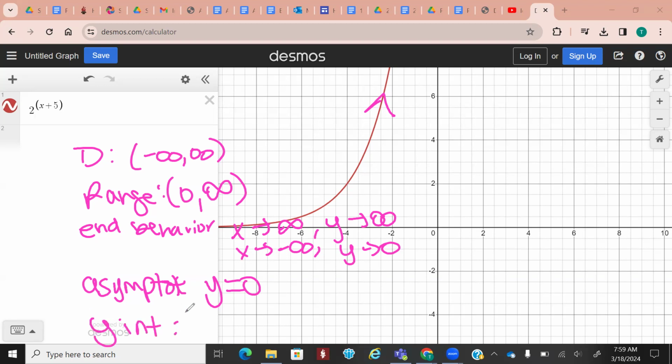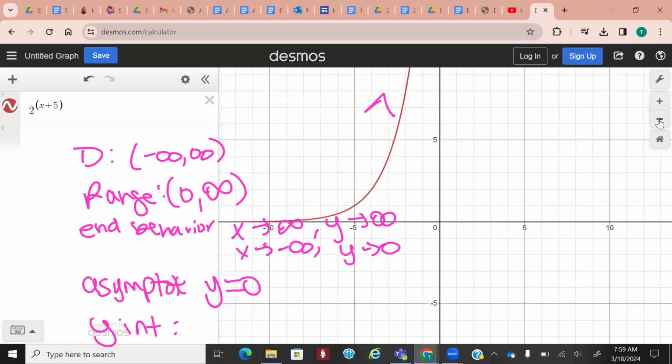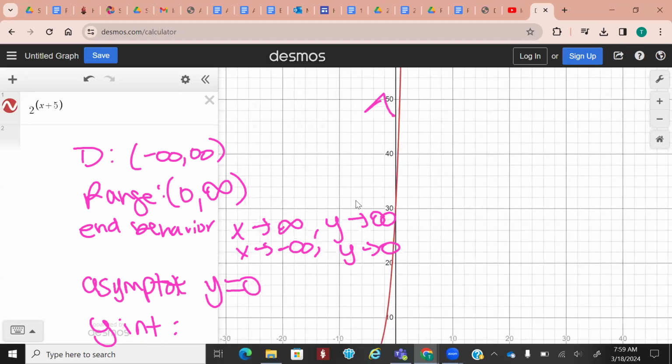Our y-intercept, we can see that by either zooming out, 0.32. So (0, 32) is our y-intercept. Notice how it's not the number that's out front. So you can't just assume. You got to plug in 0 into the equation.